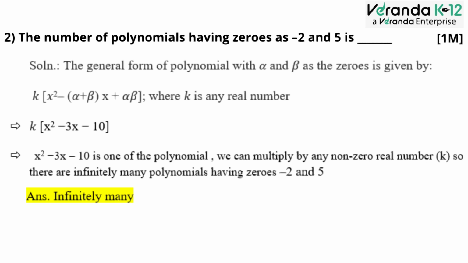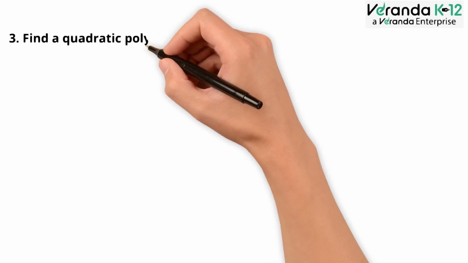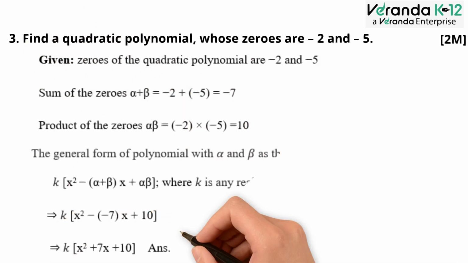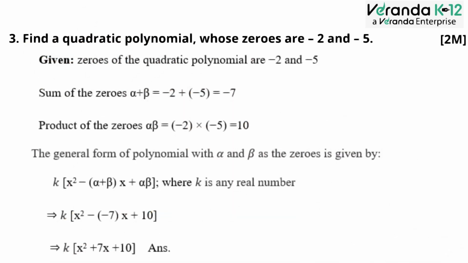Moving on to the next question, number 3. A 2 mark type of question. Now here they have asked us to find a quadratic polynomial whose zeros are minus 2 and minus 5. So we will find the sum of the zeros. Alpha plus beta we got minus 7. Product of zeros we got it as 10. And as you know, the general form of the polynomial is k times x square minus alpha plus beta times x plus alpha beta, where k is any real number.